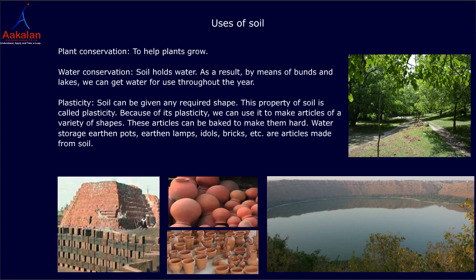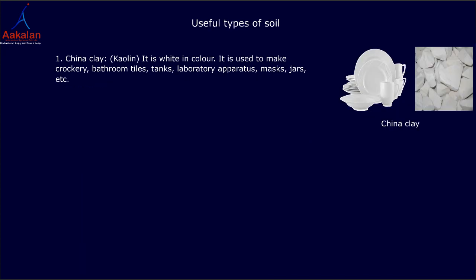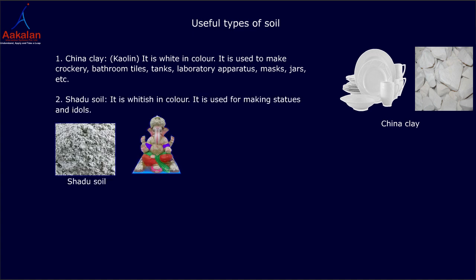These articles can be baked to make them hard. Water storage earthen pots, earthen lamps, idols, bricks, etc. are articles made from soil. Some useful types of soil. China clay, Kaolin. It is white in color. It is used to make crockery, bathroom tiles, tanks, laboratory apparatus, masks, jars, etc.